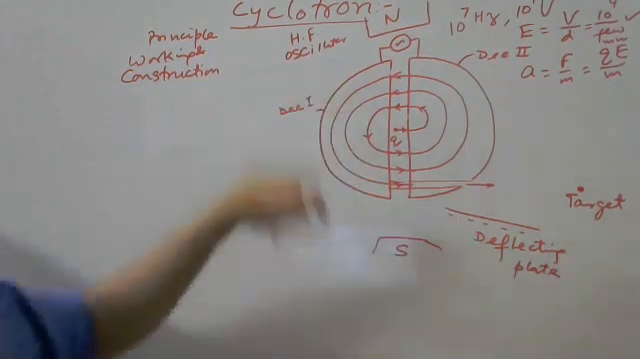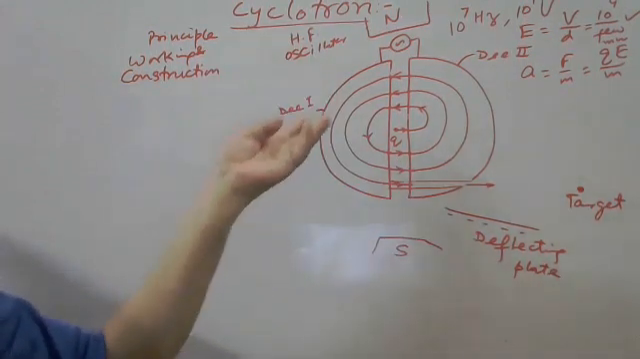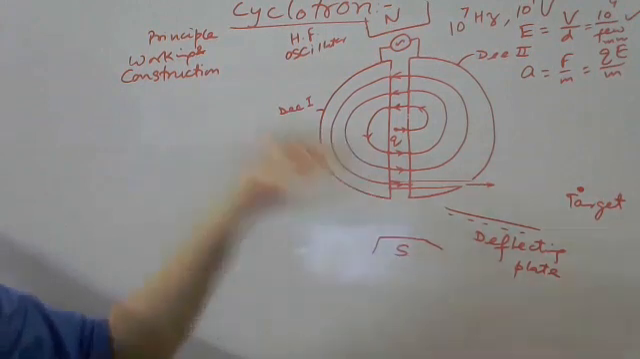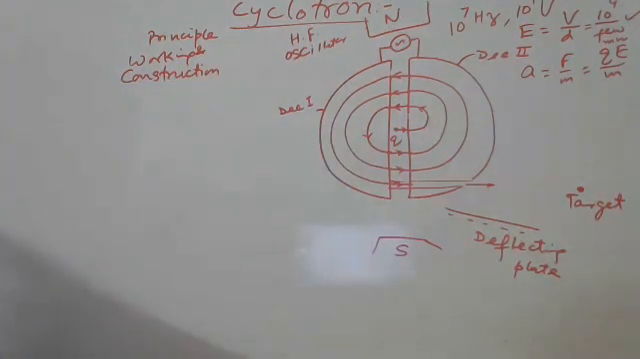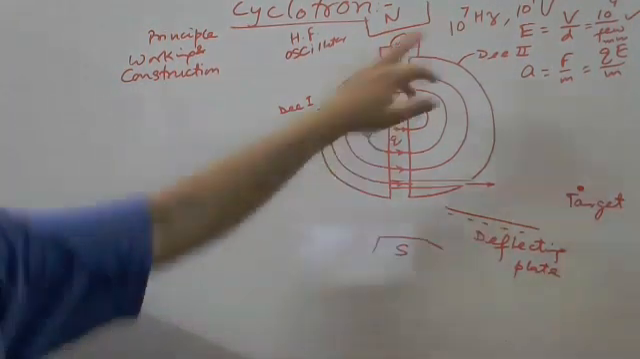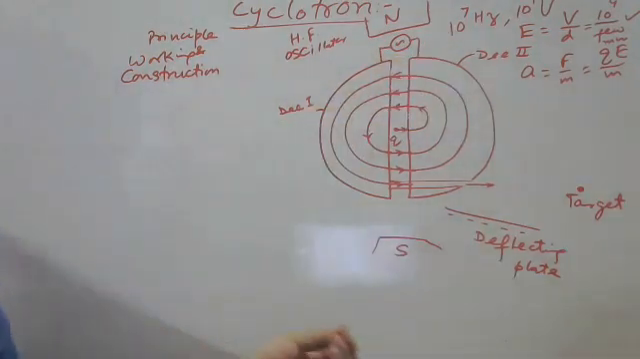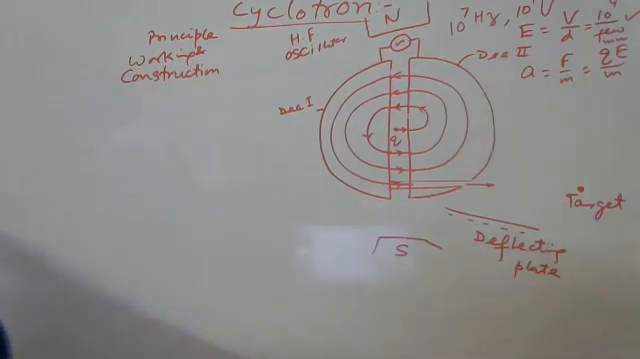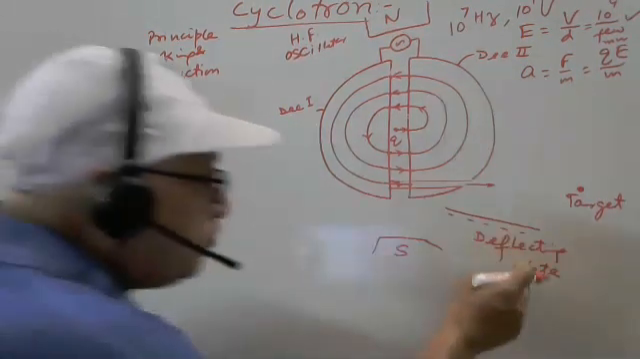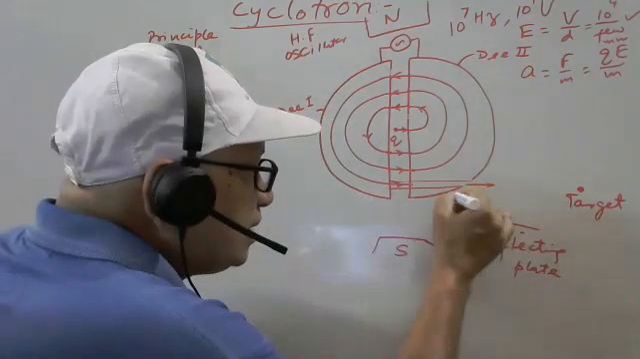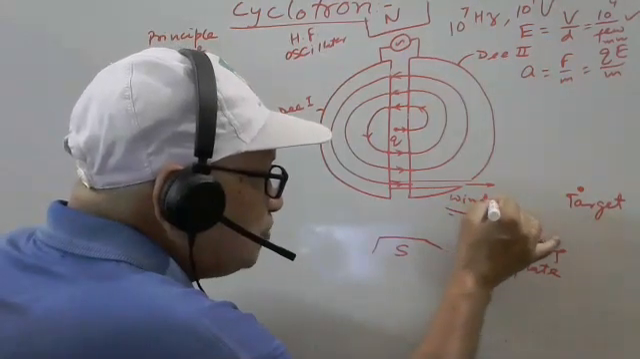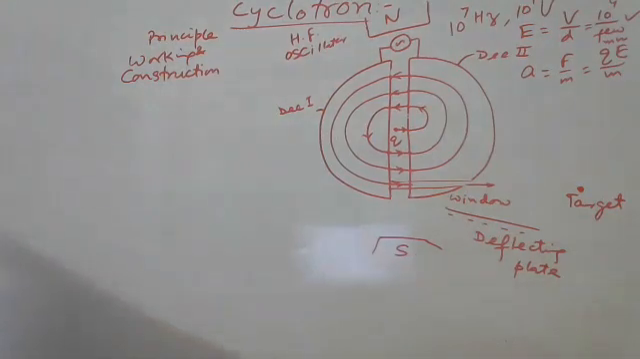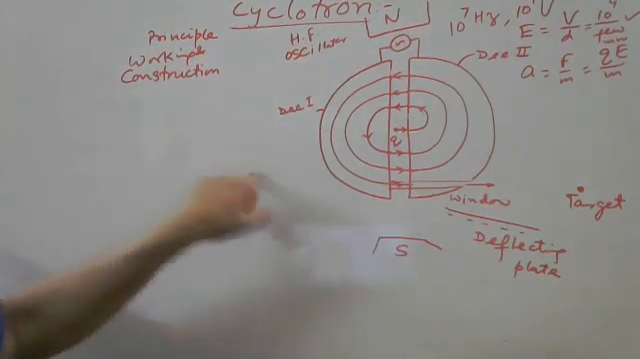But we are allowing the charged particle to pass again and again with very fast speed, and the frequency is very high. So in a fraction of a second, it gets very high kinetic energy and is allowed to pass through the window and hit the target. By the deflecting plate, we can adjust the direction of this charged particle, and it will definitely hit the target.